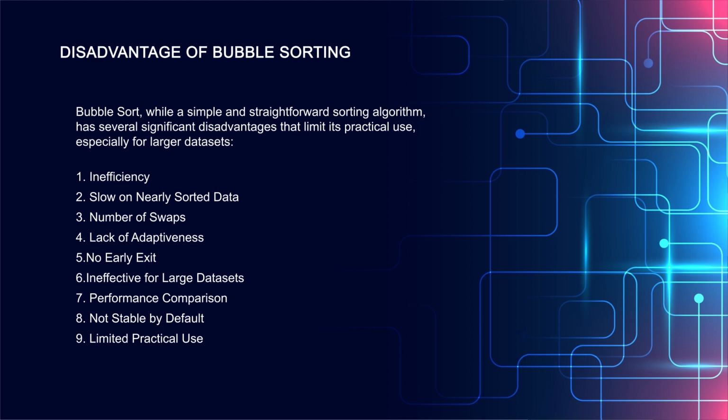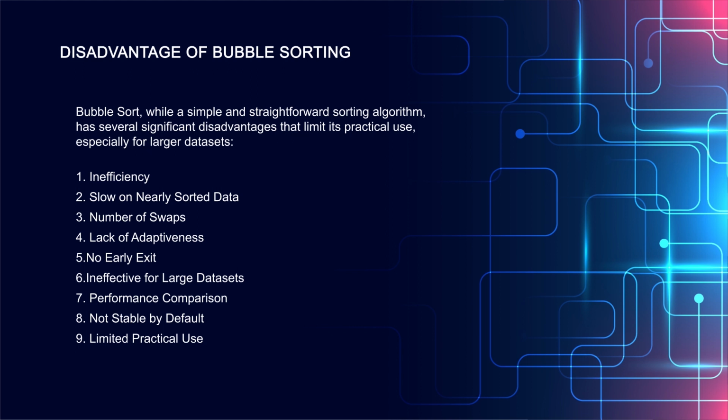The next disadvantage is no early exit. Bubble sort continues its passes through the entire list or array even if the list is already sorted before all iterations are completed. This adds unnecessary overhead. The next disadvantage is ineffectiveness on larger data sets. Due to its inefficiency, bubble sort is not practical for sorting larger data sets in most real world applications. There are much more efficient sorting algorithms available for sorting the array.